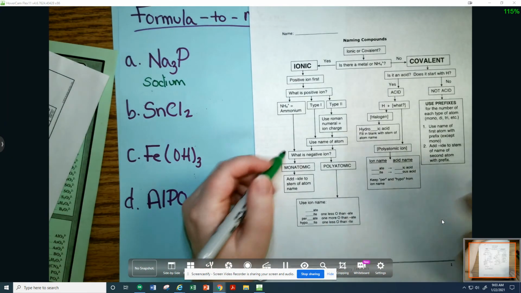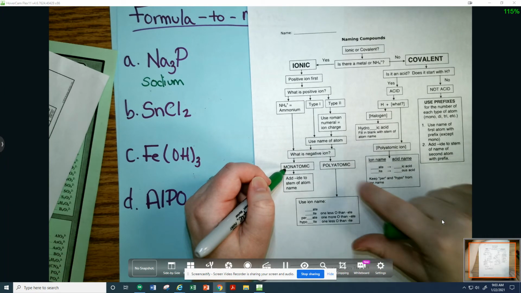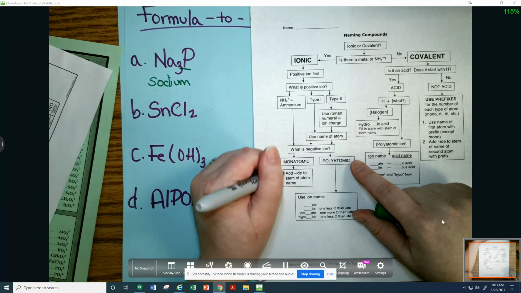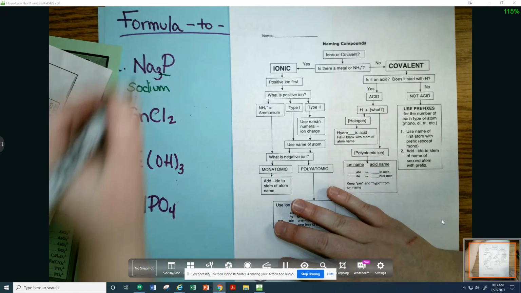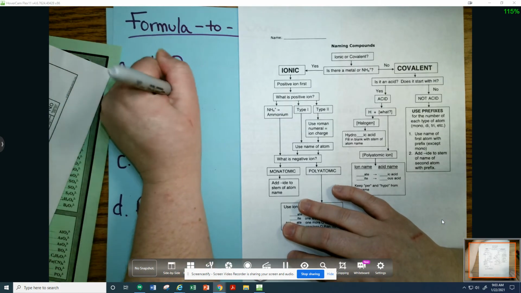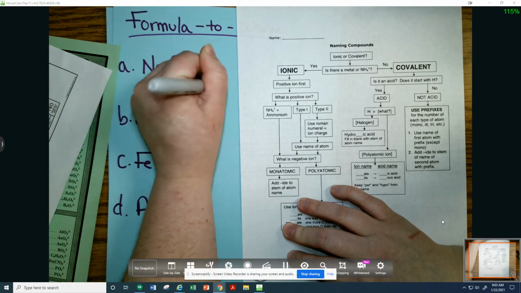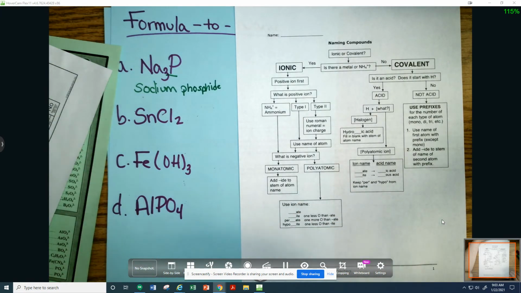So then from there, what is the negative? Is it monoatomic or polyatomic? Well, it's just made out of one type, so it's monoatomic. So you add "ide" to your stem. So this is phosphorus, so this becomes phosphide. So again, because sodium is not a transition metal, a Roman numeral is not needed.